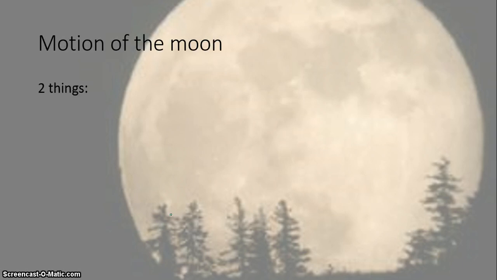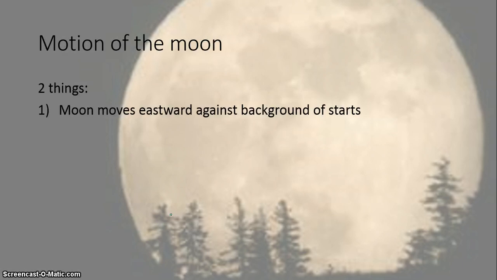Alright, so motion of the moon. Two things you need to make sure that you know about the motion of the moon. The moon moves eastward against a background of stars. Which means that the moon appears to be moving from the west to the east. It doesn't move east to west, it moves west to east.